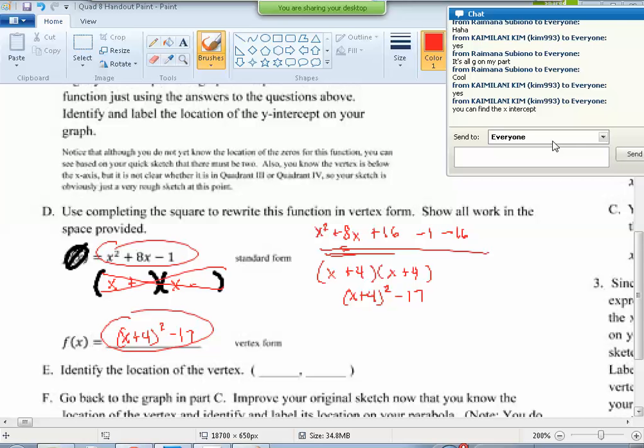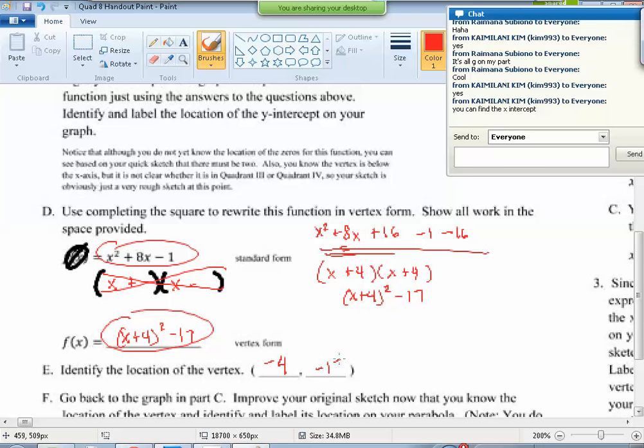That x, the horizontal one's a little funky, right? And it's a positive. The vertical one's exactly how it should be. The horizontal one does the opposite of what you think. You guys remember this? Yes. So where exactly is the vertex? Negative 4, negative 17. We can just look at that graph and read it.